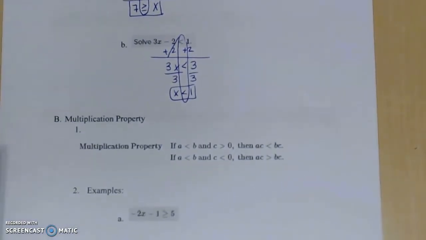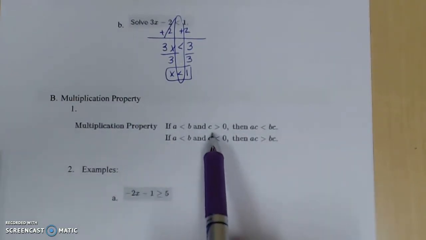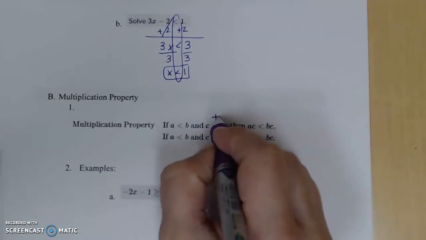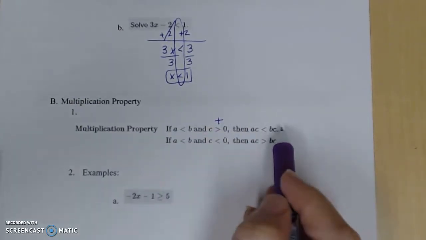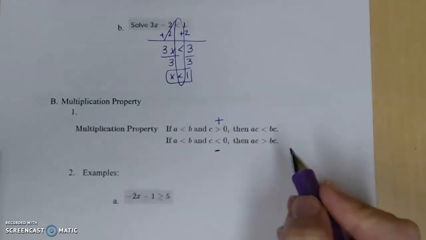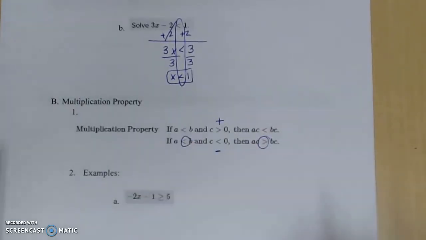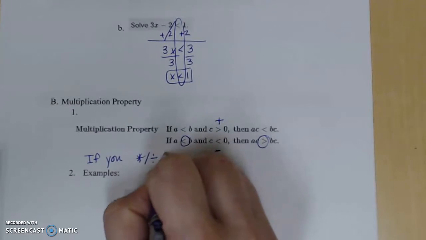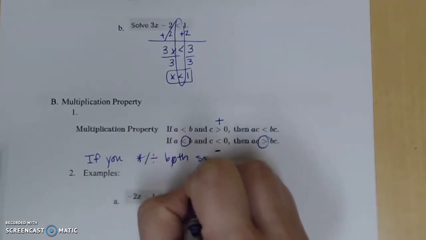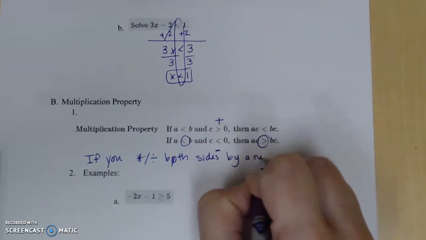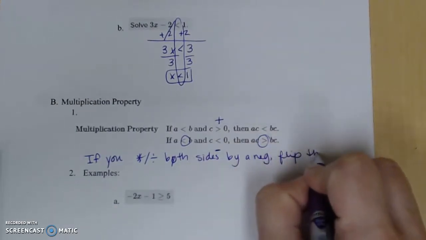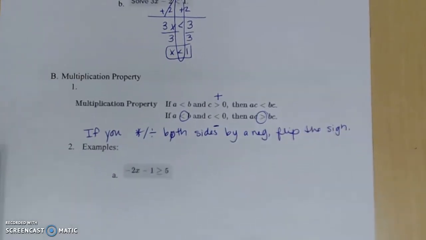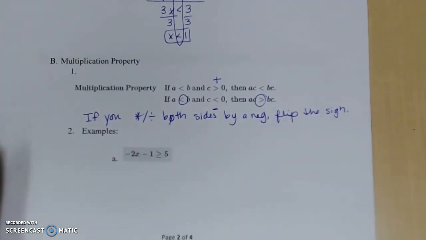But we get something known as the multiplication property. Now here's what the multiplication property says. In general terms, it says if you have an inequality and c is greater than 0, or c is a positive number, you multiply by c, no big deal. But it says if c is less than 0, meaning it's a negative, then you'll notice that this sign has to flip around. Or I like to state, if you multiply or divide both sides by a negative, flip the sign. So when you're solving an inequality, you're going to solve it just like you solve a regular equation, but if you multiply or divide both sides by a negative, you have to flip the sign.